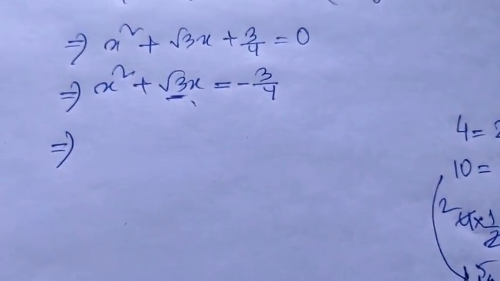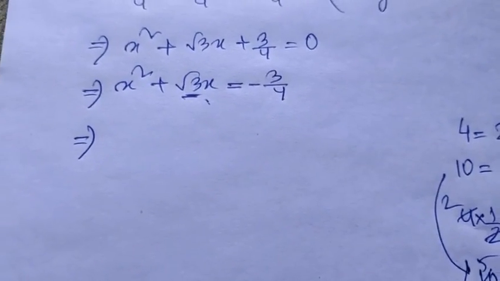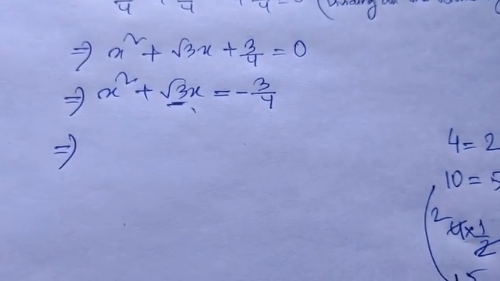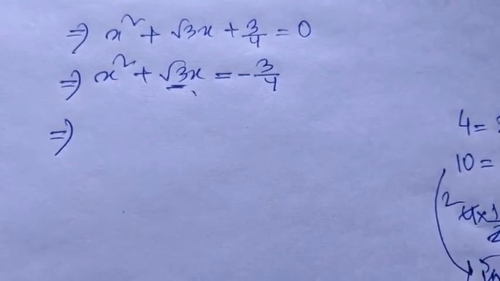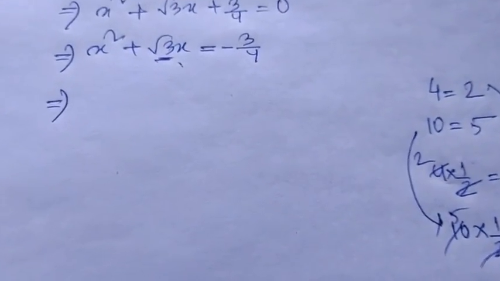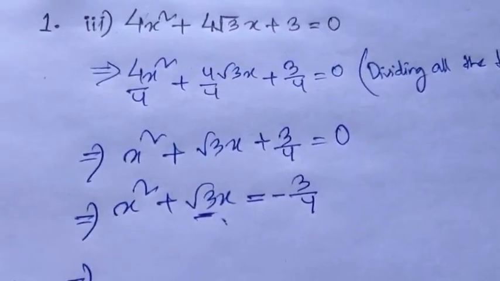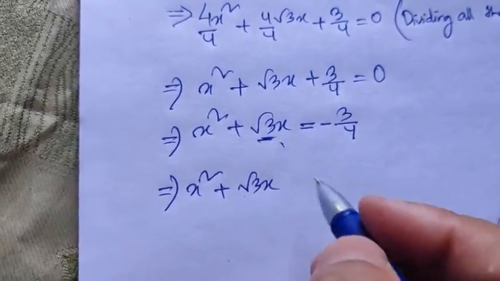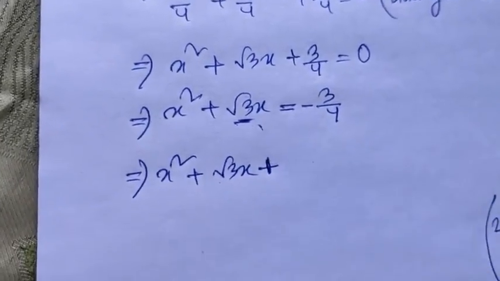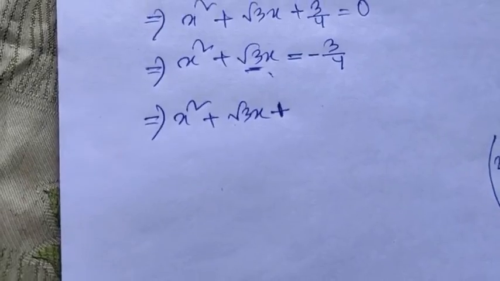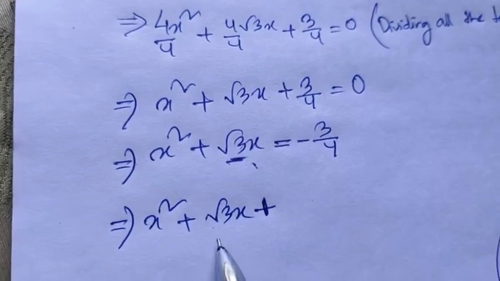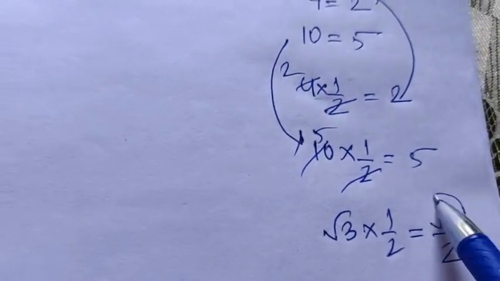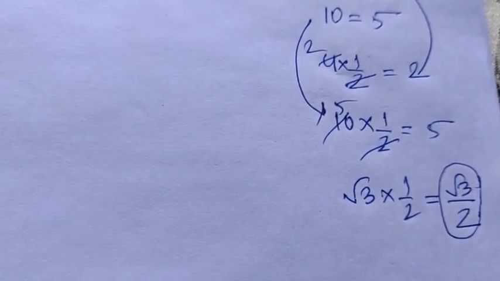Similarly, the coefficient of x is root 3, and we have to take its half. So what is the half of root 3? Similar concept, half of root 3 is this. Now if we multiply root 3 into 1 it is root 3. So what am I writing? What will I write now? See, I'll write as it is plus, and plus here, and then half of root 3.